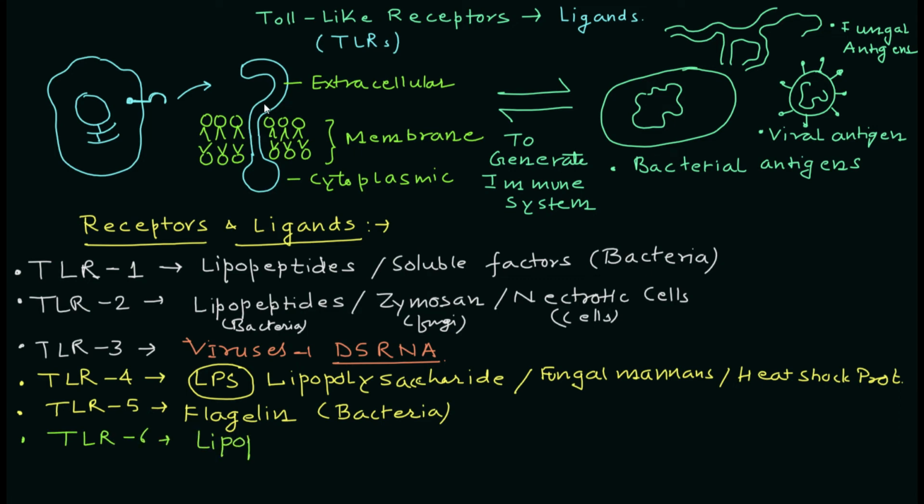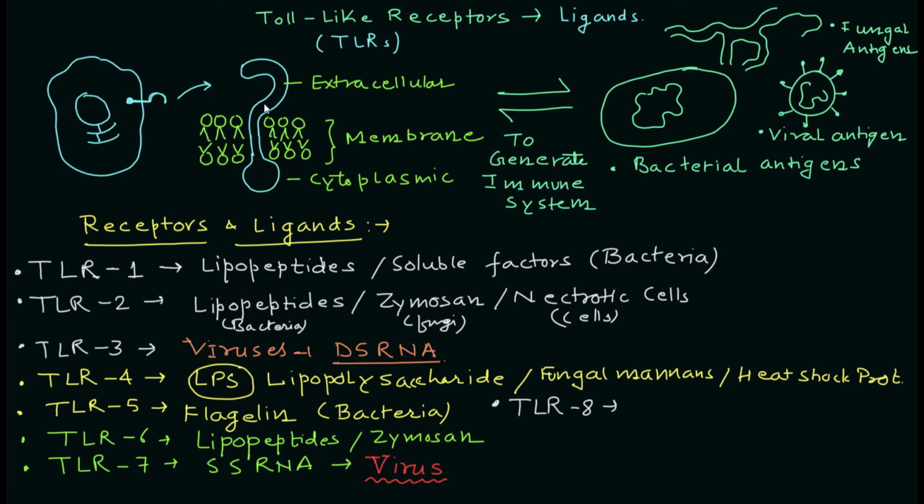TLR6, lipopeptides and zymosan. If you remember, we have discussed TLR2, where lipopeptides and zymosan are detected by TLR2. TLR6 also detects these, so they work in conjunction with each other to detect these molecules. TLR7, single-stranded RNA from the viruses. So if you want to detect double-stranded RNA, TLR3; single-stranded RNA from the viruses, TLR7. TLR8 can also detect single-stranded RNA molecules and some small molecules.